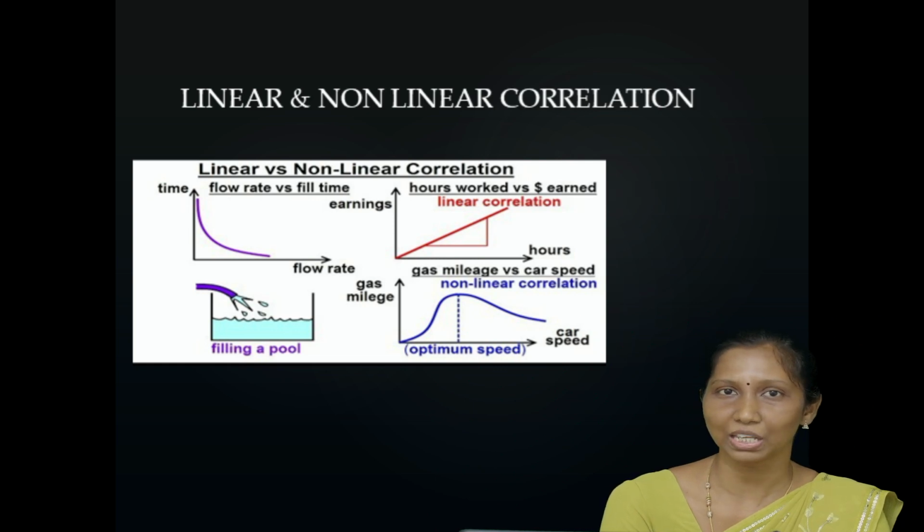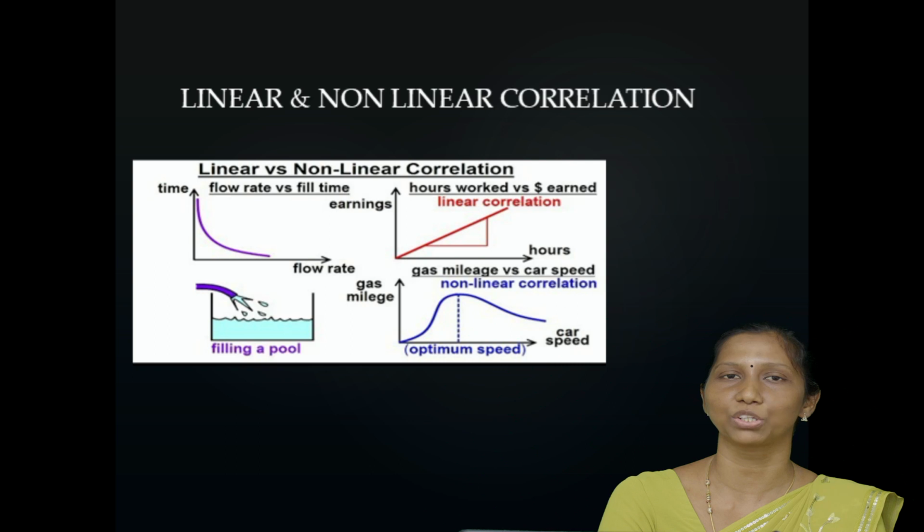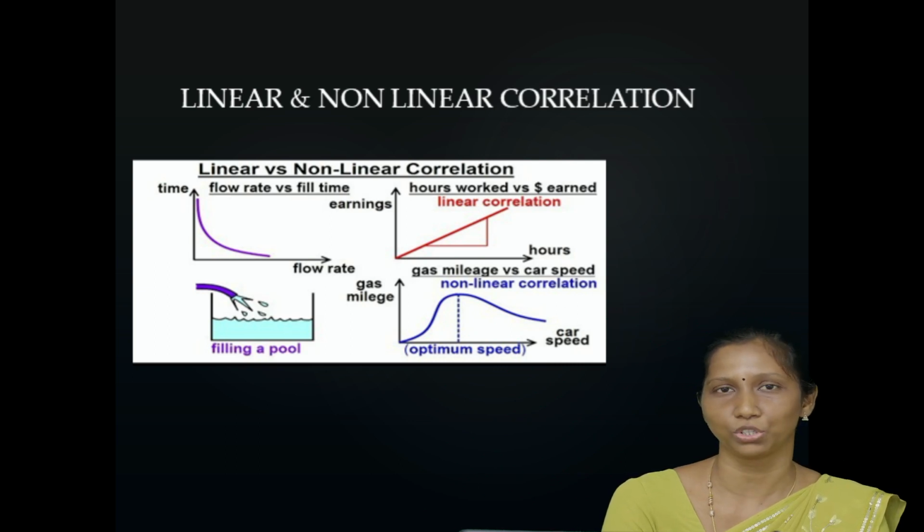So in this class we have discussed the different types of correlation, that is positive correlation, negative correlation, simple correlation, multiple correlation, partial correlation, and linear and non-linear correlation.